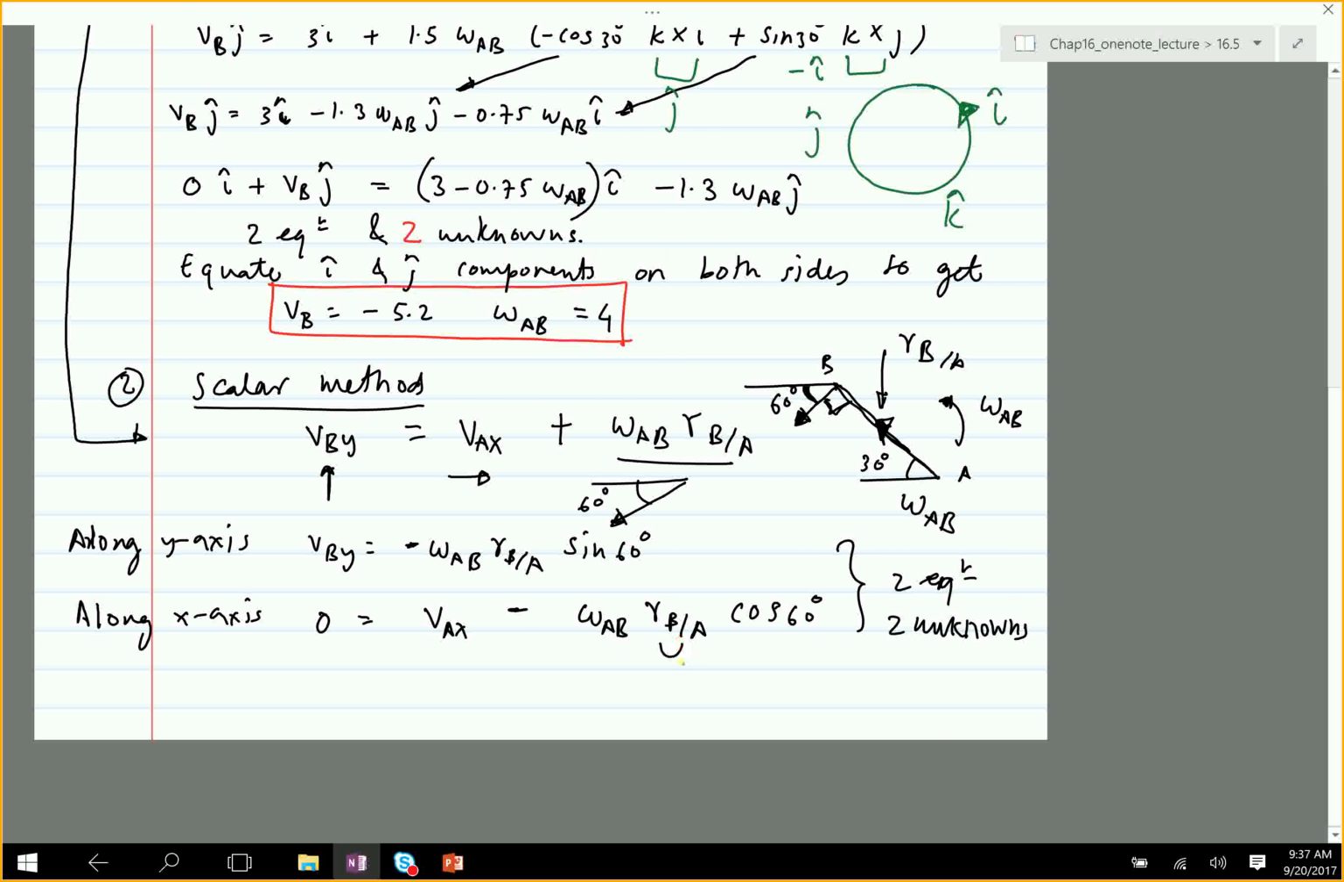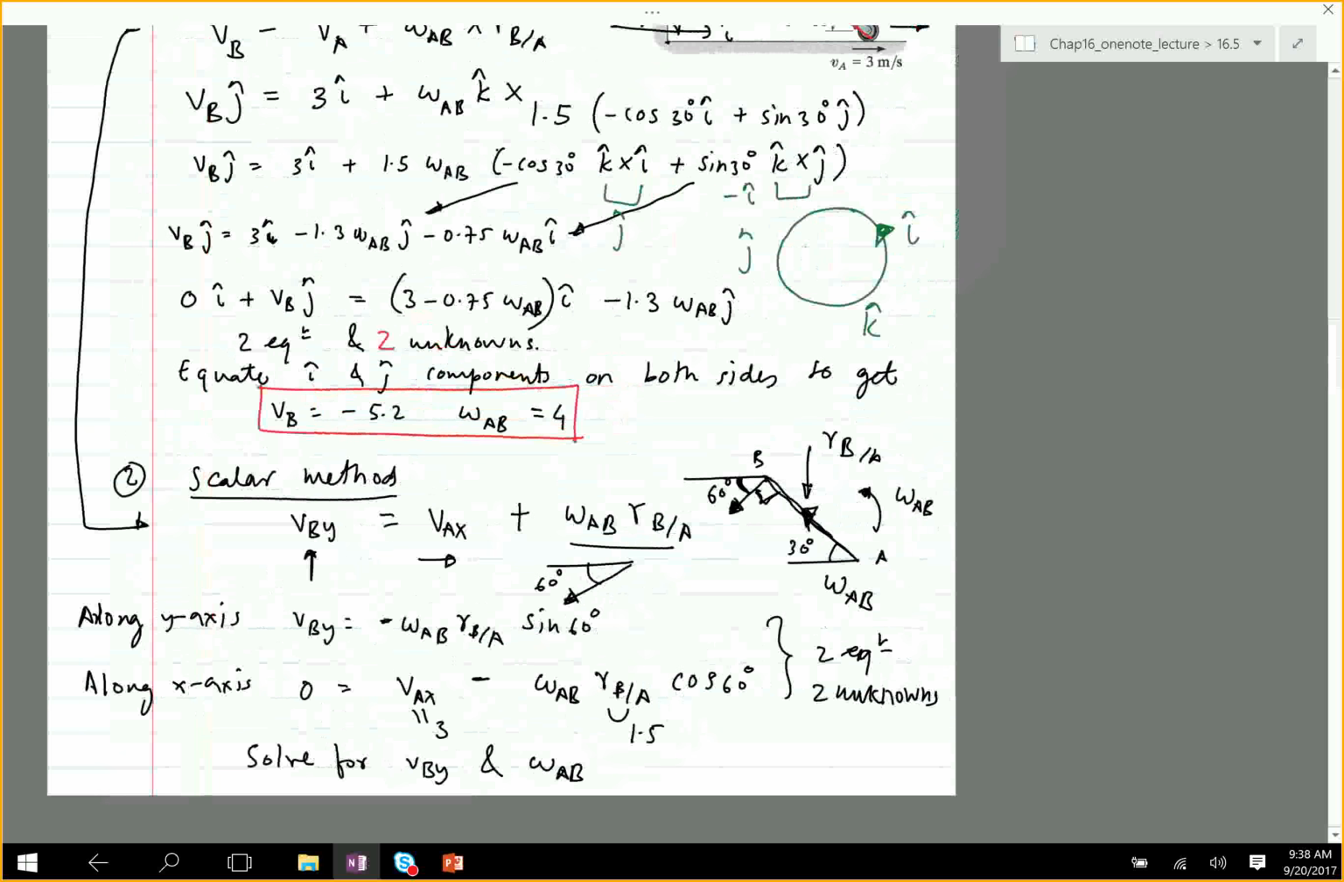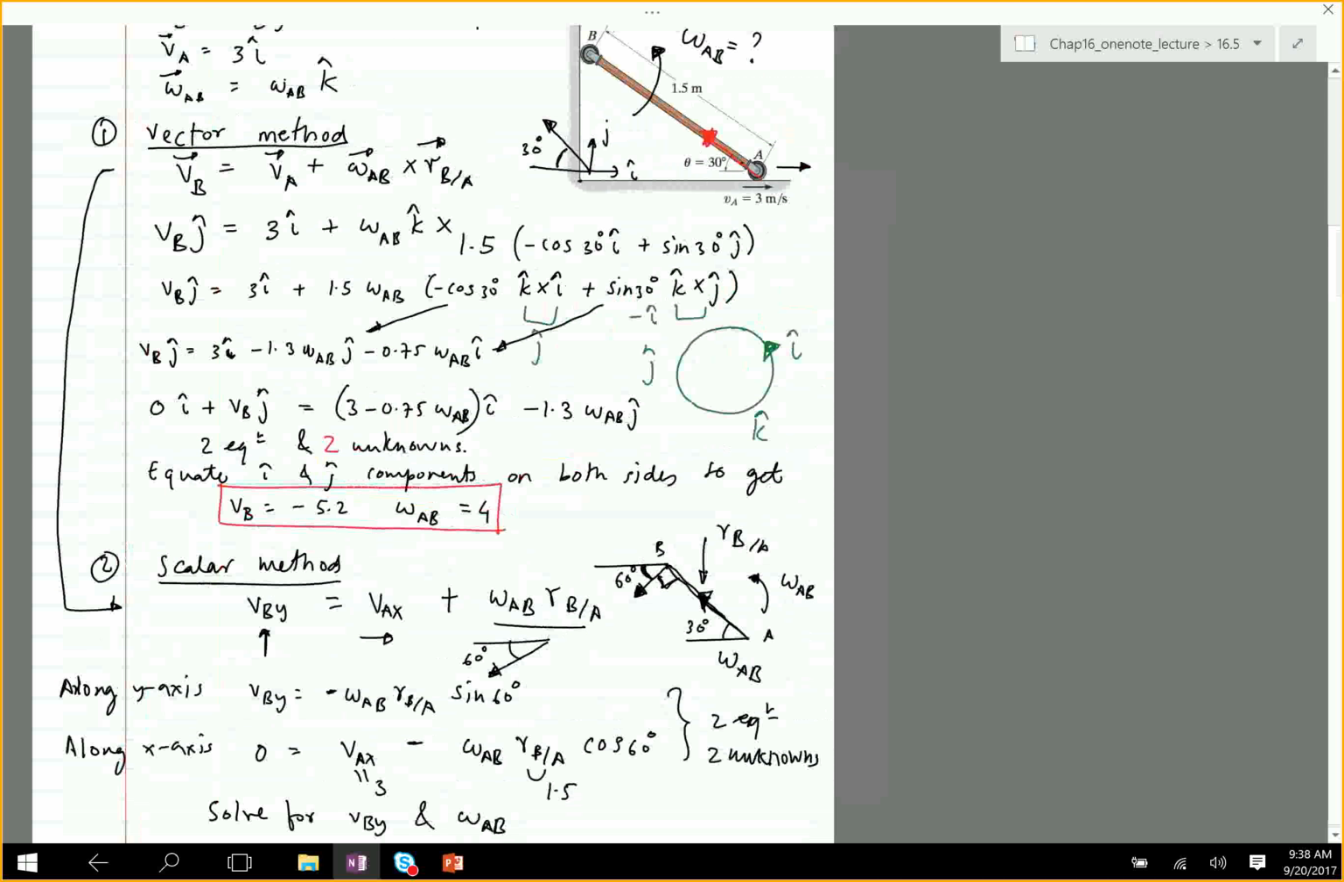So again, I would have two equations, two unknowns, because RBA is 1.5. I know that. I know VA, this is 3. So the only unknowns are VBY and omega AB. So solve for VBY and omega AB. Okay, so when you do this, you get the same answer. In fact, you get the same equations as previously, because what you've done effectively is just resolve it in the x and y directions. If you remember when you did statics, this is what you did. Sum of forces is 0. In this case, the sum of all velocities on the left side is equal to the sum of all velocities in the same direction on the right side.